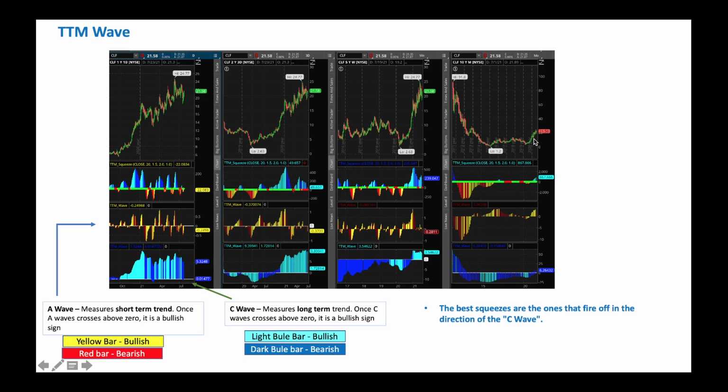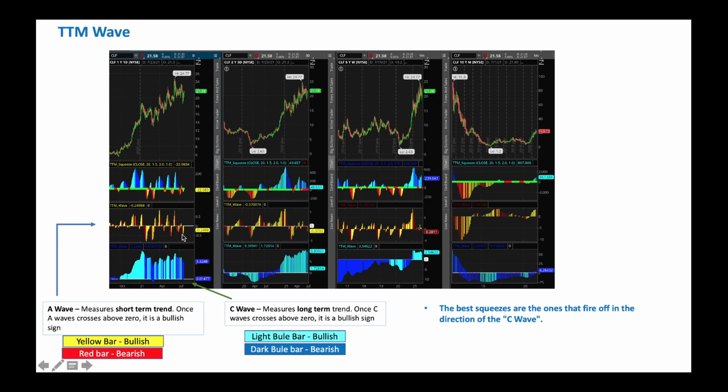Looking at this chart here, as you see, we've got a red dot here and a couple of green dots here. When the red dot happened, it indicates the tight compression. The Bollinger Band is inside the Keltner channel. Right now, we've got a green dot. So when the green dot happens, then you look at the short-term A wave. The short-term A wave is below zero. That tells you right now it's bearish.